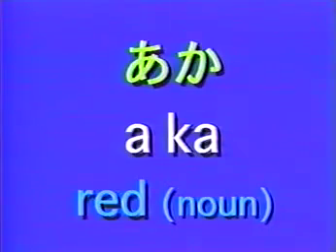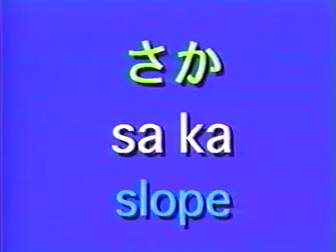Let's go to the next one. A and ka together, aka. And this is a noun, the color red. In other words, red color. Okay, aka. Good. Let's go to the next one. Sa and ka together, saka, and it means slope. Let's practice saying saka, everybody. Good. Go to the next one. A and ki makes aki, and it means autumn. Okay, aki. Good.